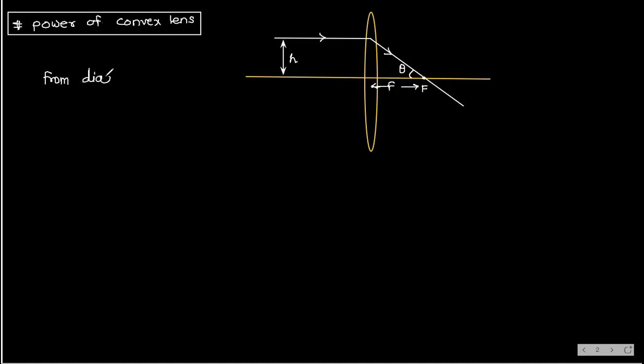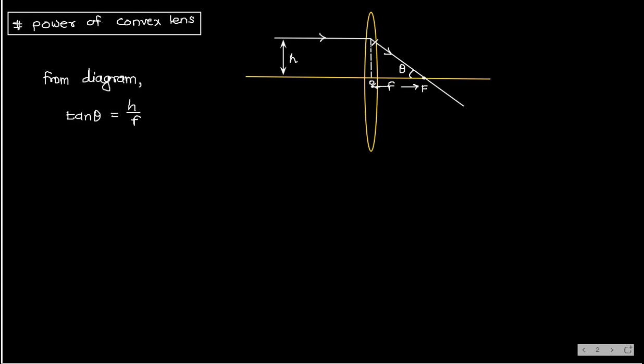From the diagram, you see tan of theta is equal to h by f. Tan theta is equal to what? H by f. If I draw this line here at the optical center, it is the same, equal to h. If this point is O, that is the optical center, then it is also h only.